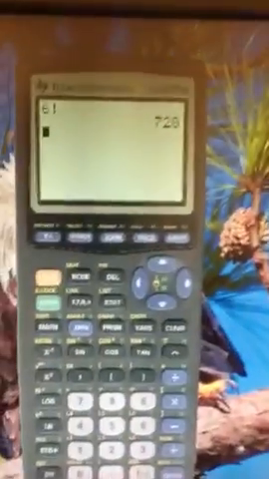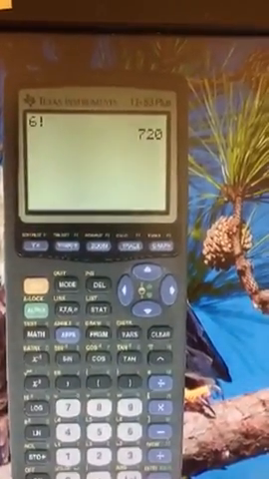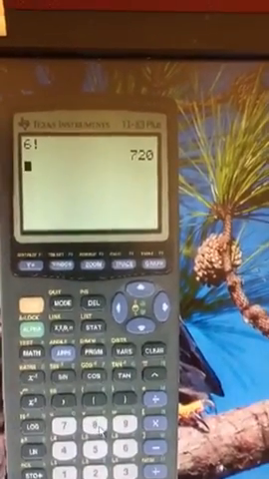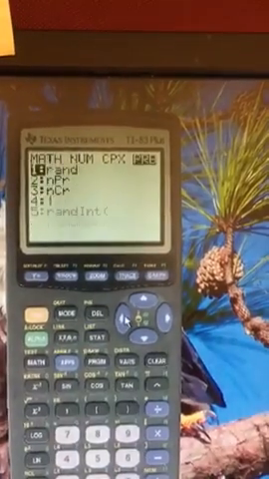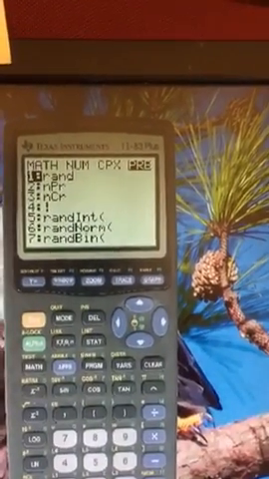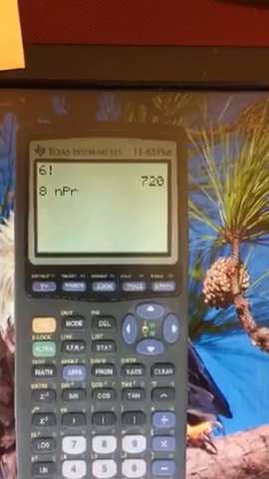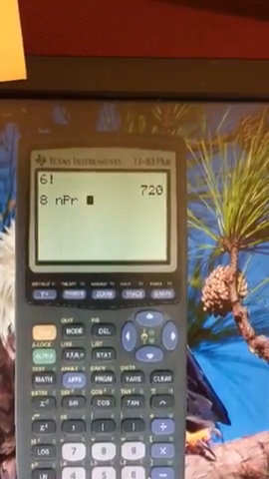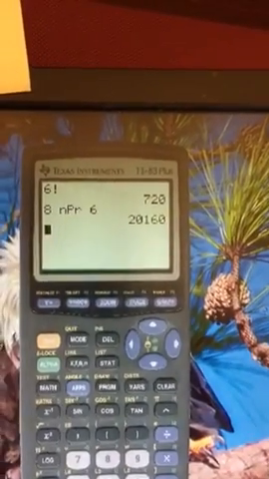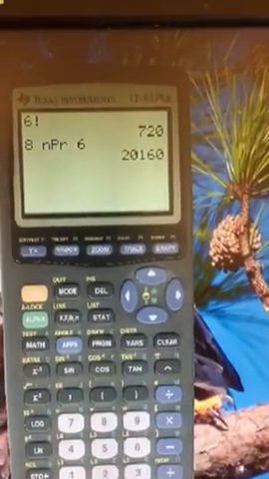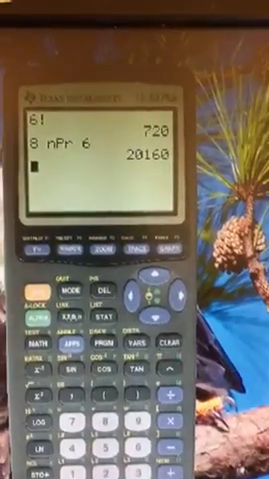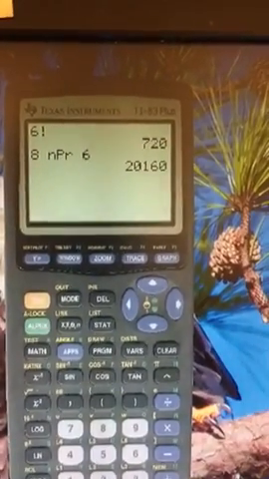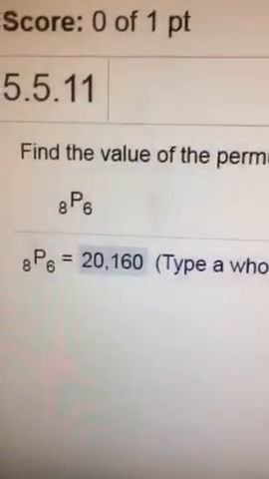So on the calculator, I'm going to put 8. Here we go. So I have 8. I'm going to push the math button, move back to probability, and then permutations, which is number 2, and then pick number 6 and push enter. This shows us all the different ways that we can select 6 out of 8. And this is where order matters. So you end up with a very large number, 20,160. So that's our permutations.